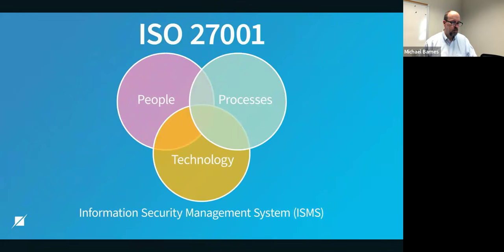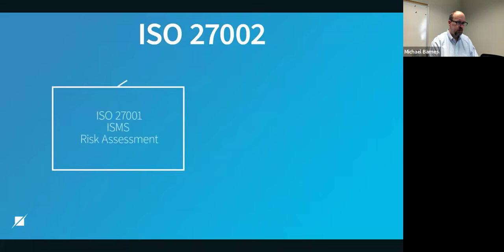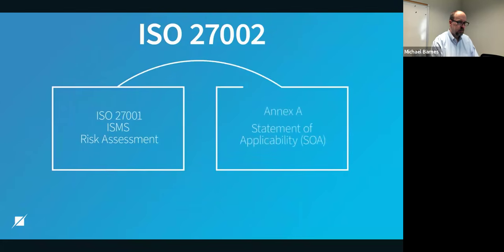This is the standard that you get certified against. So where does that leave 27002? Well, the intent of this standard is to be used as a reference for determining and implementing the controls to address and mitigate risks identified during your ISMS risk assessment process. They are contained within Annex A of ISO 27001 and will often comprise what's referred to as your Statement of Applicability, or SOA, which is a tool utilized during your risk treatment or risk mitigation process based on their applicability to your unique environment and scope and the results of your risk assessment process.